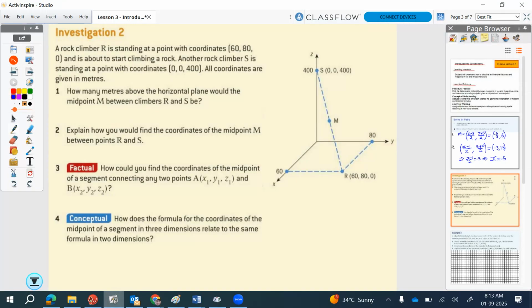Okay, so we got our rock climber, we got us some coordinates. How many meters above the horizontal plane would the midpoint M be? Well, directly above the horizontal plane is this direction here, and this is 400 meters. So if you're only halfway up, you're only half as high, so this distance here is going to be 200 meters.